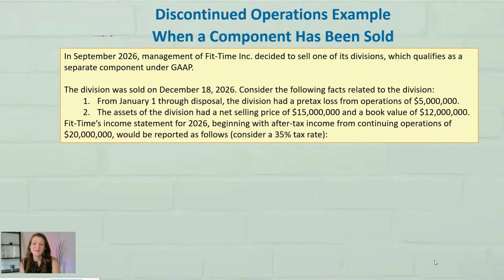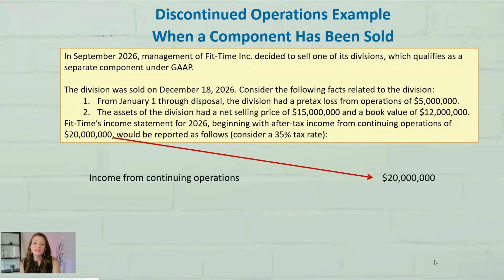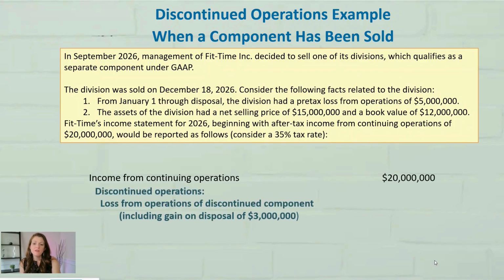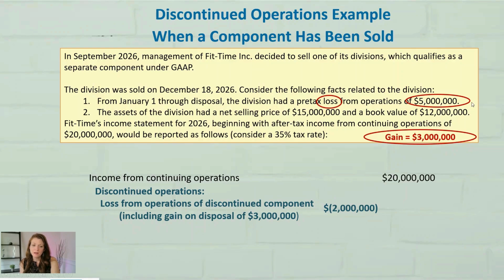Okay, so let's break down what is going on here and what their income statement should look like. Income from continuing operations was the $20 million. Then we want to separately show the discontinued operations. Now we're showing a $2 million loss, and the reason for that is they had a loss of $5 million, but then they also had a gain of $3 million from the disposal of the assets because they were able to sell them for $15 million and their book value was only $12 million, so they had a gain. So those two net out to be a loss of $2 million.